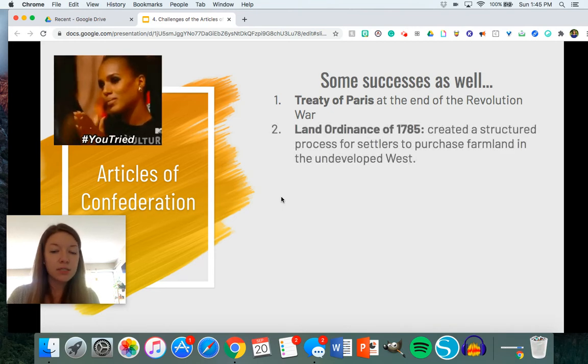The second success was that it was able to pass a land ordinance in 1785. And this is what's going to create a structured process for settlers to purchase farmland in the West, right?